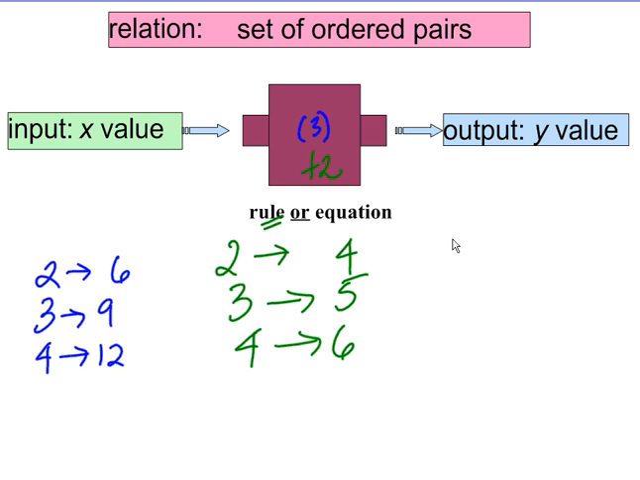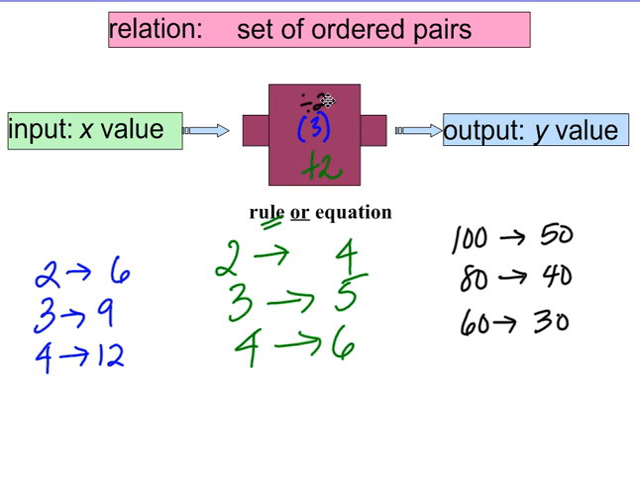We can do it once again by taking numbers like 100, putting it into the box and getting 50, taking 80, putting it through the function box and getting 40, and taking 60, putting it through the function box and getting 30. In this case, we can see that the box is dividing by 2, taking an x value, an input, putting it through the function, dividing it by 2, and giving us a y value.